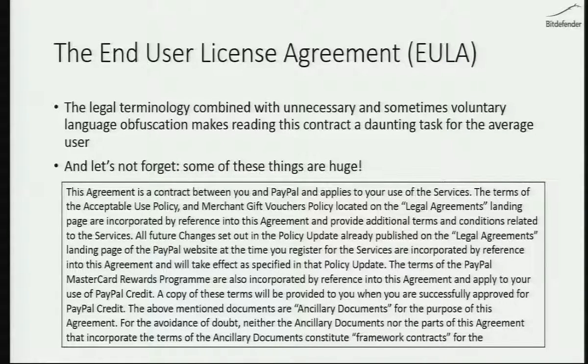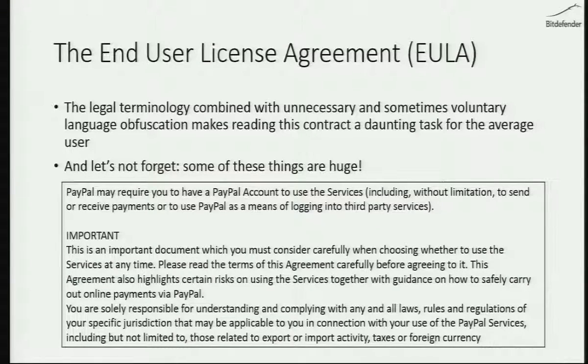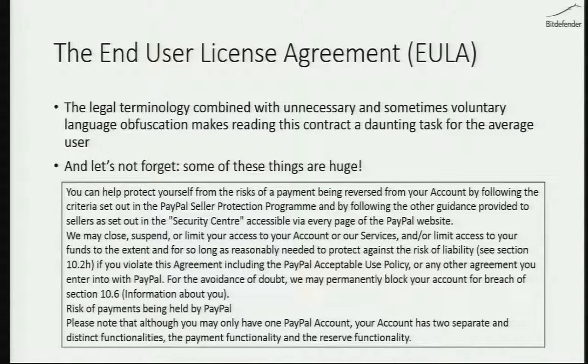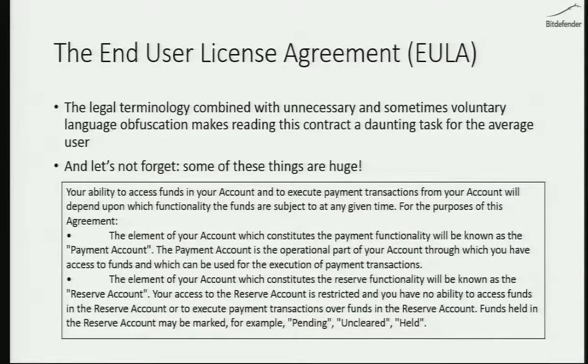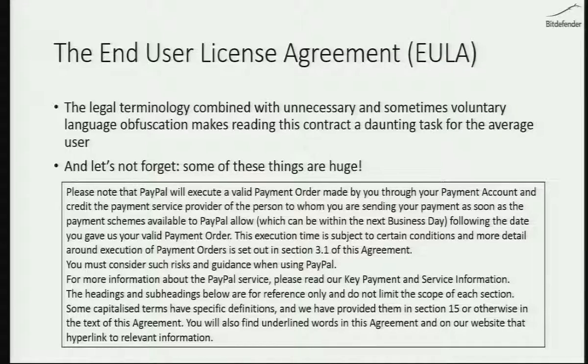So this is actually taken from the PayPal service. This is only the beginning now. And we're going to continue reading it. So this is still the beginning. And now we find something important. And more important things here. And more important things. Even more important things. And some important things with bullets. And some more important things.